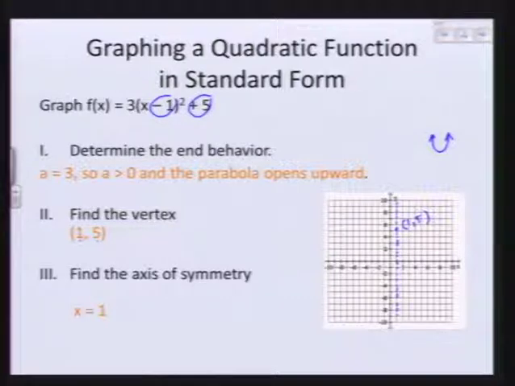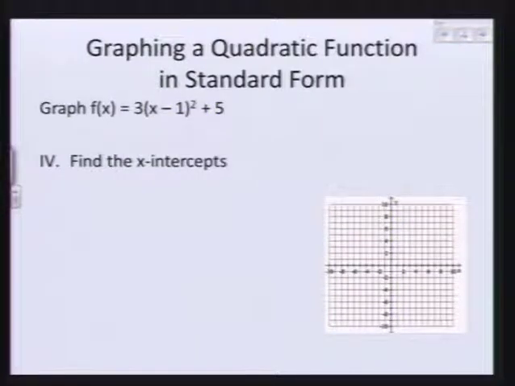All right, next we want to find the x-intercepts if they exist. Again, we have this point (1, 5) here as our vertex, and we have a parabola that's opening upward. So what happens at the x-intercepts? Well, y is equal to 0. So we're going to have 0 equals 3 times (x minus 1) quantity squared plus 5.